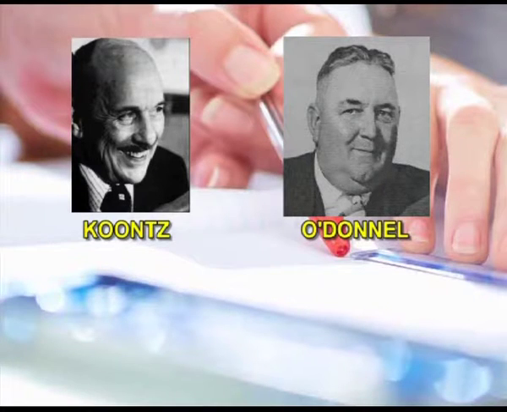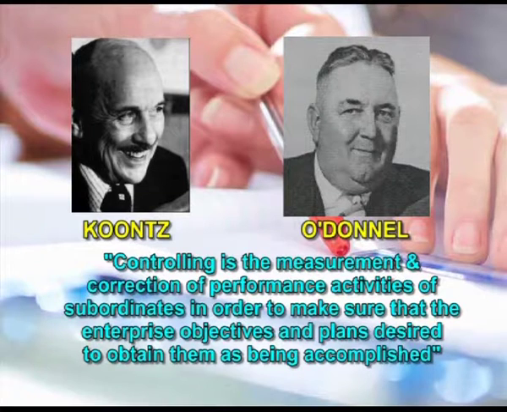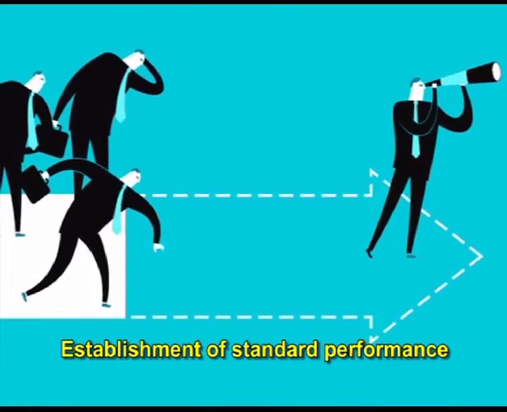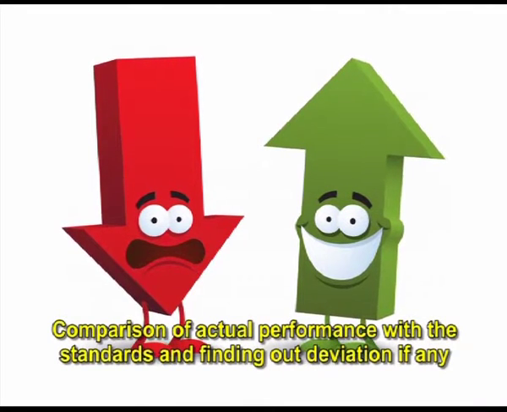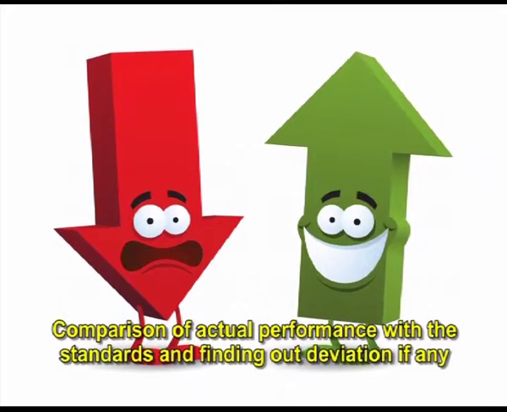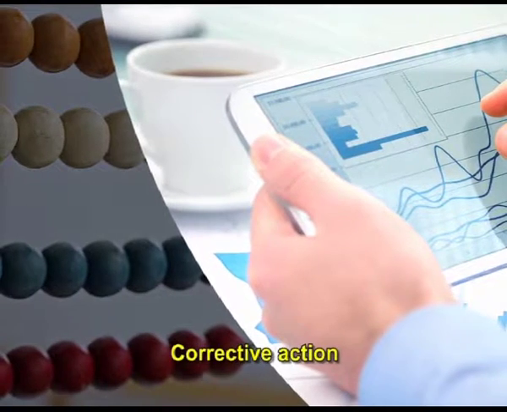According to Koontz and O'Donnell, controlling is the measurement and correction of performance activities of subordinates in order to make sure that the enterprise objectives and plans desired are being accomplished. Therefore, controlling has the following steps: establishment of standard performance, measurement of actual performance, comparison of actual performance with the standards and finding out deviation if any, and corrective actions.